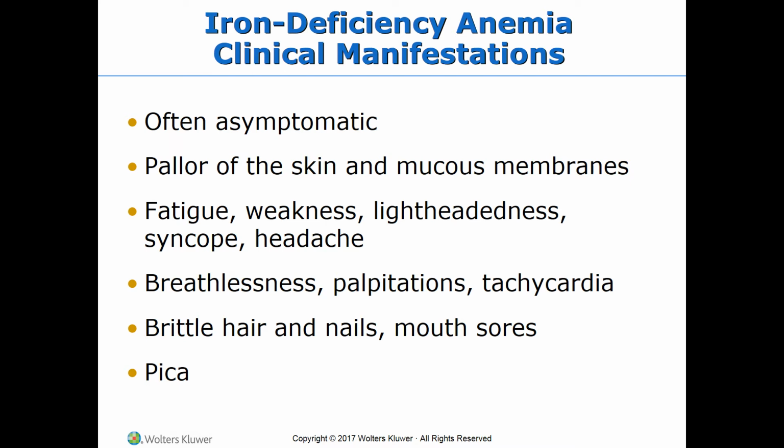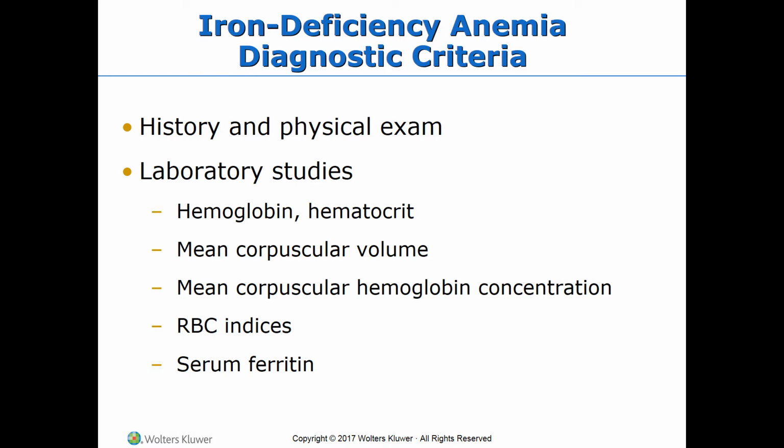Pica refers to the craving for things that can contain iron, like soil, as incredible as that sounds. Diagnosis is through history and physical examination. You will perform tests like measuring the levels of hemoglobin, which is going to be low. Also, you can perform a hematocrit, which is counting the percentage of red blood cells, and of course it's going to be low. Mean corpuscular volume refers to the actual volume that the red blood cells have, and it's going to be decreased, similar to the mean corpuscular hemoglobin concentration, red blood cell indexes, and serum ferritin.